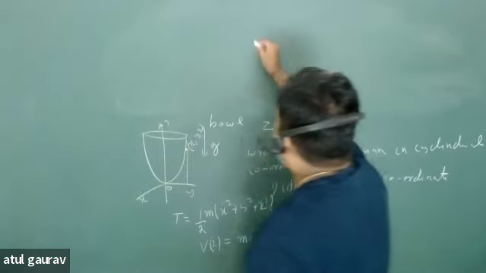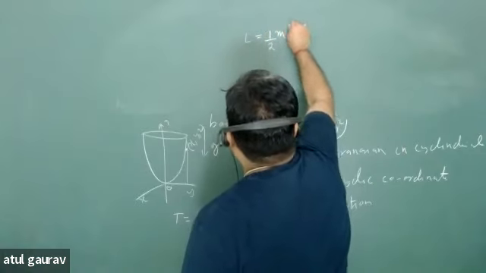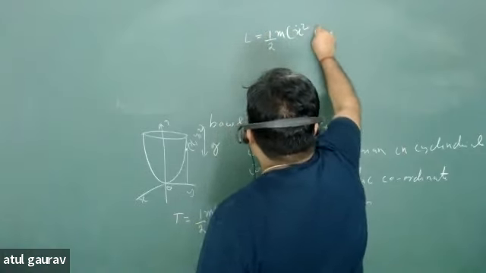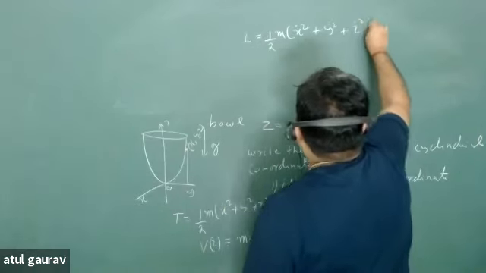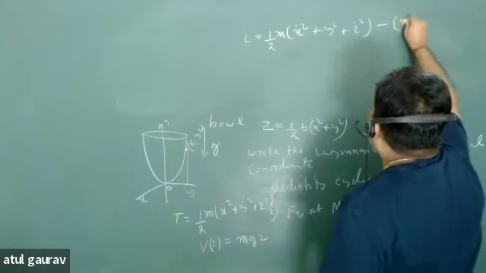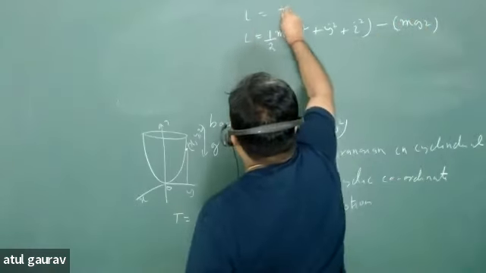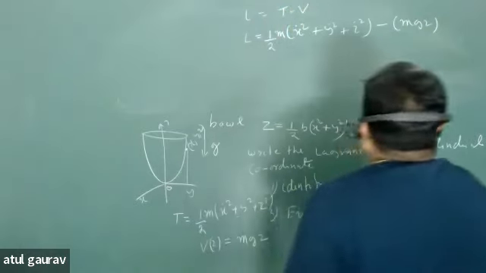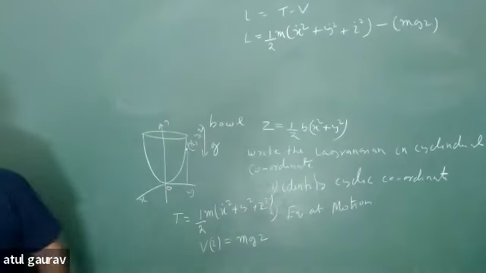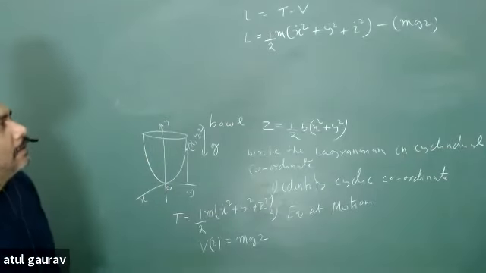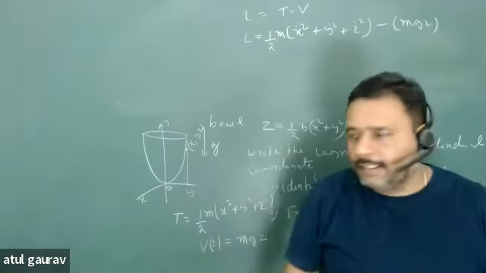So I can write the Lagrangian as half m (x dot square plus y dot square plus z dot square) minus mgz. This is nothing but kinetic energy minus potential energy. Now the second thing is that we have to convert the whole thing into cylindrical coordinates.